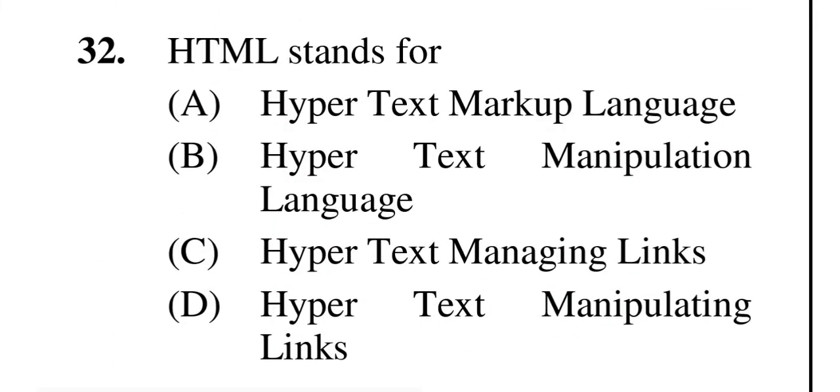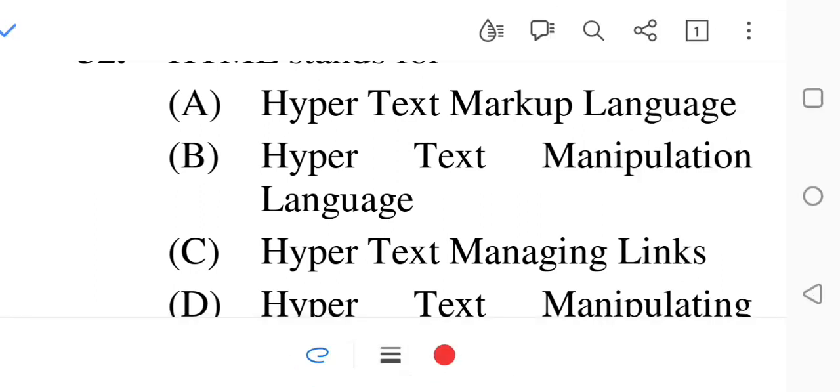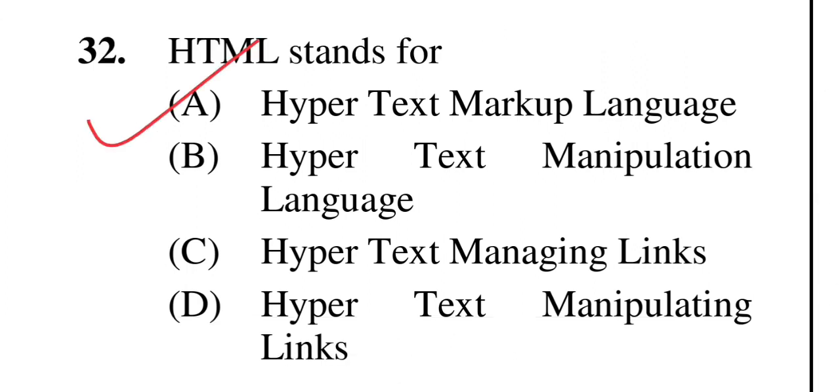32. HTML stands for what? You must have seen it on mobile also, it is often visible on computers and laptops. So now we have to find out the full form of this word. Hypertext markup language, hypertext manipulation language, hypertext managing links, hypertext manipulating links. The correct answer of 32 will be A. HTML means hypertext markup language. So you can expect some questions as per the syllabus related to computer, information science, and technology.